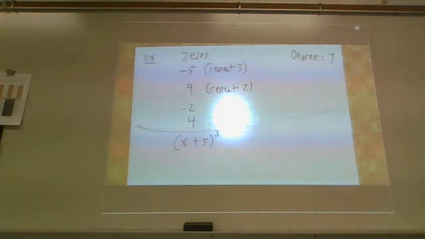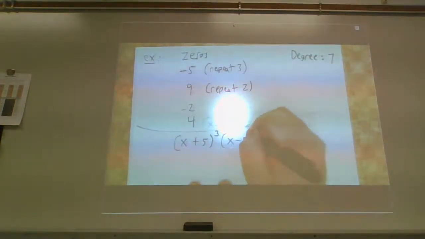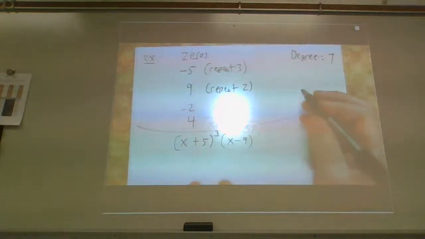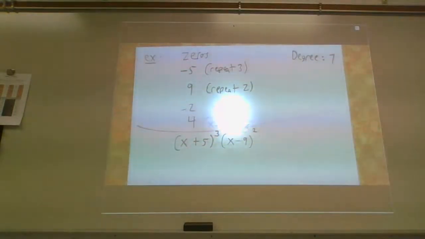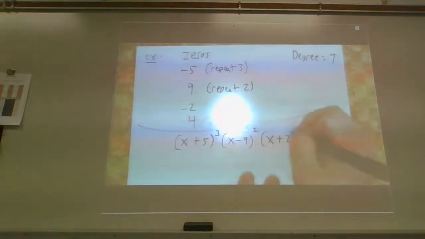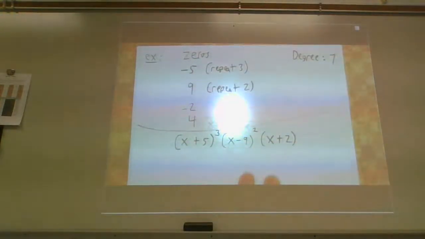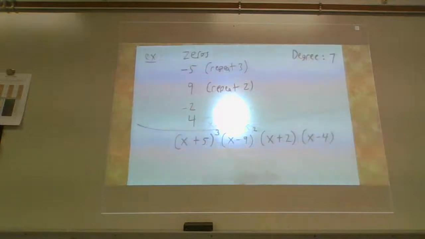Well, what about 9? 9 would be written as x minus 9, yes, but it repeats twice. I'm going to put a little square there because it would be x minus 9 times x minus 9. What about the -2? The -2, it only happens once, so I'll write x plus 2. And the +4, I'm going to write x minus 4.